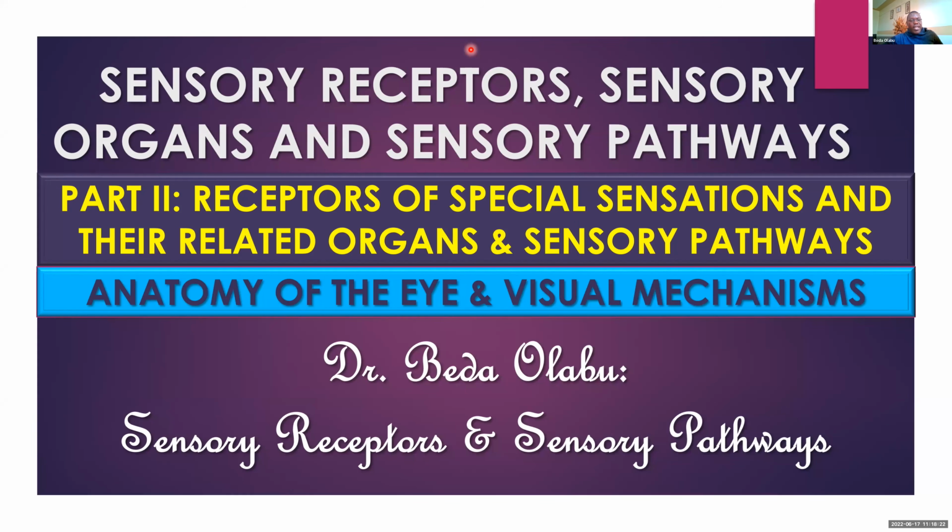We will look at the third and the last part of this lecture series on receptors of special sensation. So here we are going to look at the eye and visual pathway. Well, there are also other things we are going to look at around the eye. Remember, we've already looked at the other four special sensations: taste, smell, hearing, and equilibrium.